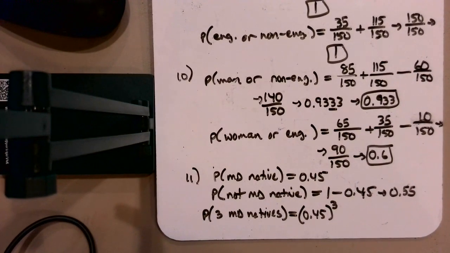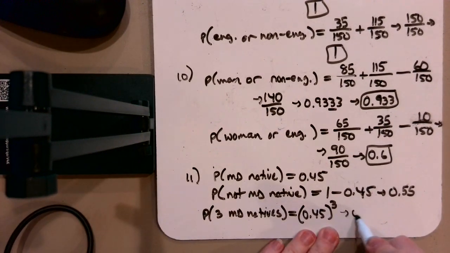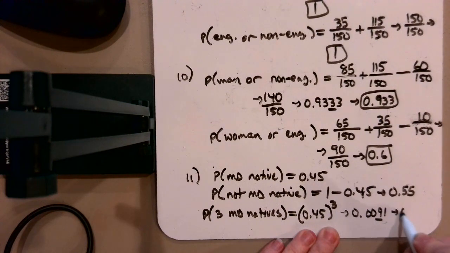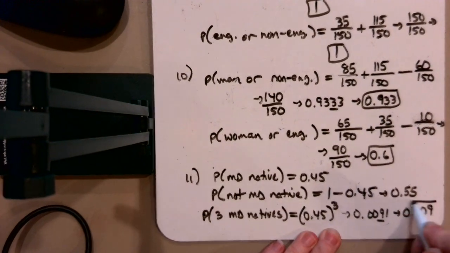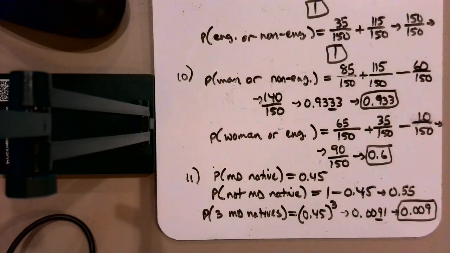Even though they're without replacement, the probability remains the same because we're only taking 3 people from all of the BCCC students. So if I put that in my calculator, I'm going to get this decimal, 0.0911 something. So rounding to 3 decimal places, 0.091. Very small probability there.